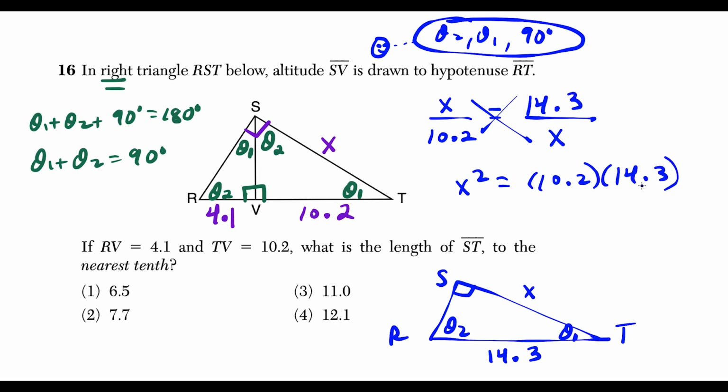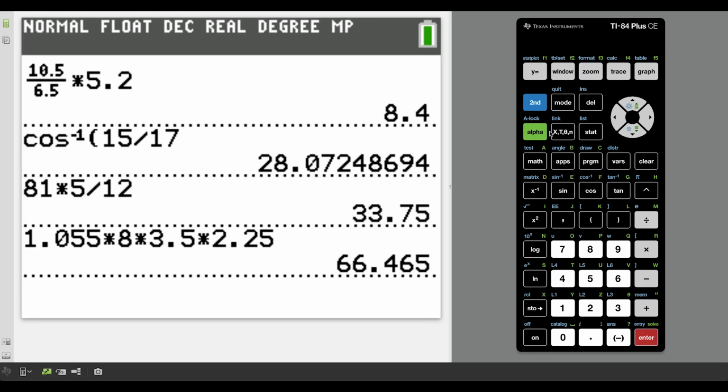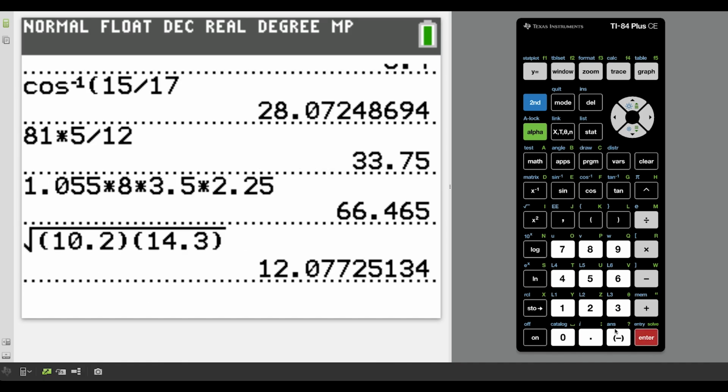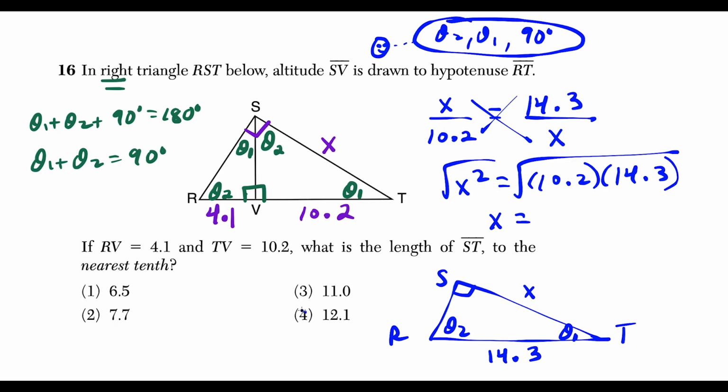Now the rest is all calculator work. I'm just going to take the square root of this and punch it in a calculator, and that'll tell us the value of X, which is going to equal the length of ST. So let's just type this in. We've got the square root of 10.2 multiplied by 14.3. For this question, we're rounding to the nearest tenth, so this is going to be 12.1. 12.1 corresponds to choice 4.